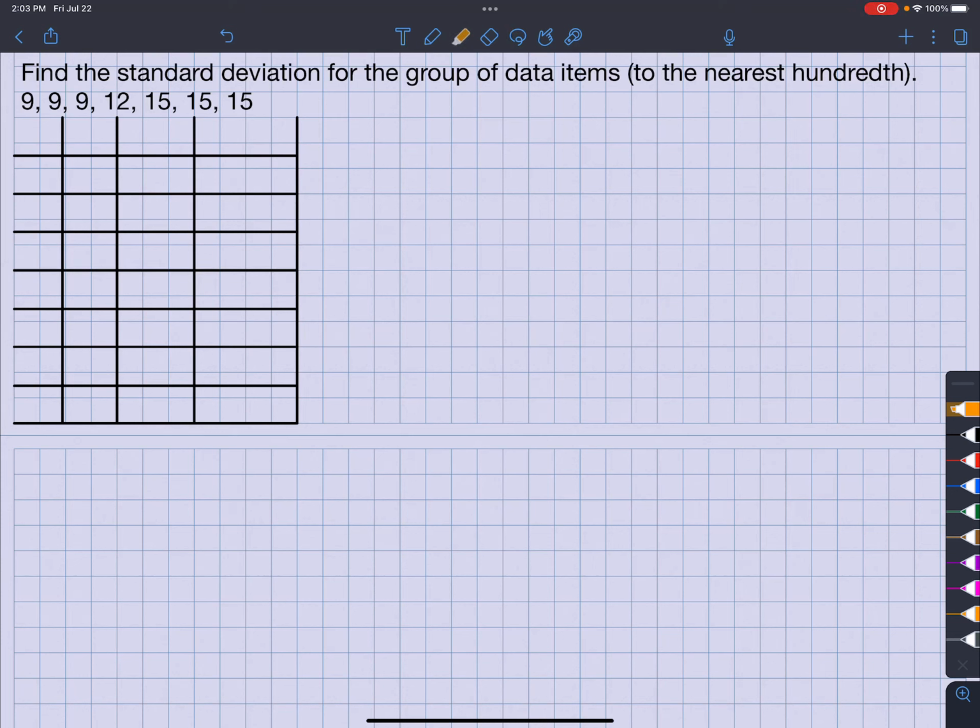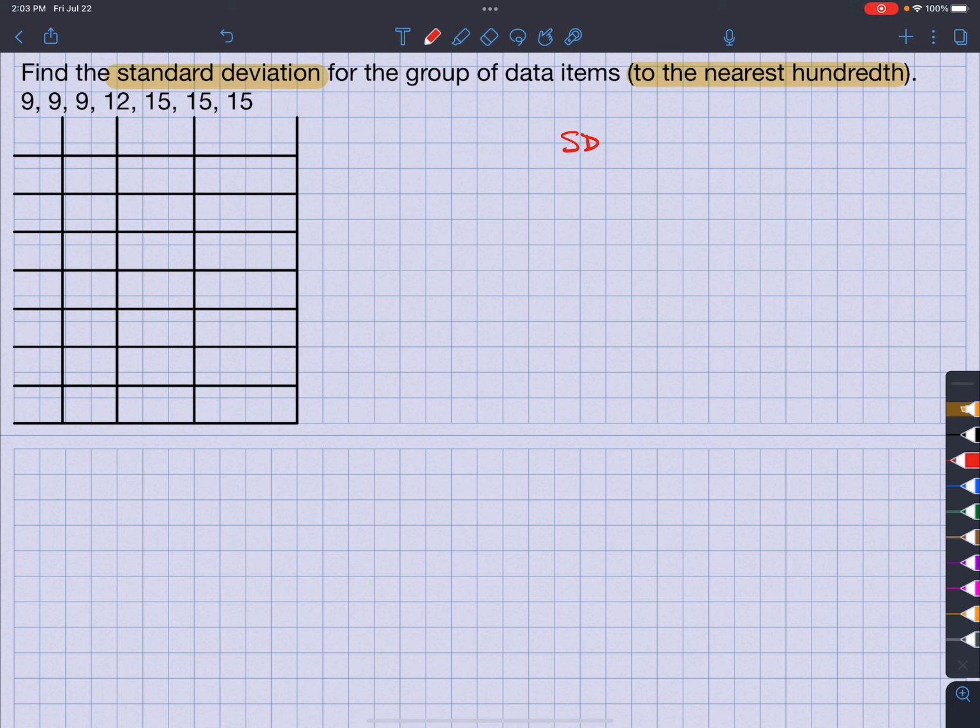All right, so we are looking for the standard deviation of the group of data items to the nearest hundredth, all right? And our data items are right there. So this is usually a great time to make a table, but better yet, let's talk about standard deviation.